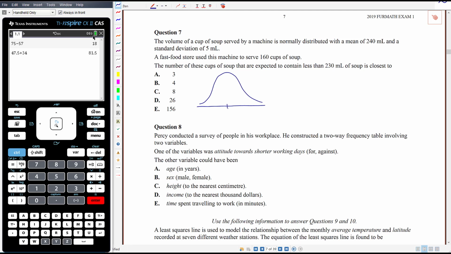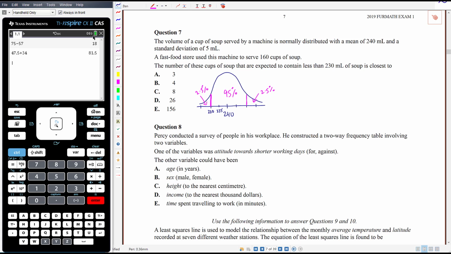Okay, so what was the median? 240. So 3 standard deviations above and 3 standard deviations below. If the standard deviation is 5, this would be 235 and this would be 230. So we want less than 230. What we're seeing is 230 is 2 standard deviations below the mean, which means in between here is 95%, which leaves us with 5%. So 2.5% will be up there, and 2.5% down there.